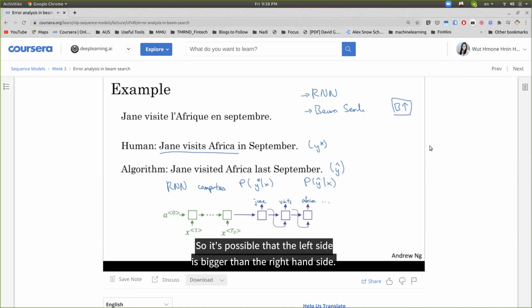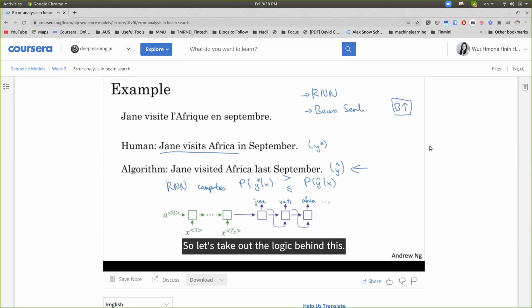So it's possible that the left side is bigger than the right-hand side. It's also possible that P of Y star is less than or equal to P of Y hat. And depending on which of these two cases holds true, you'd be able to more clearly ascribe this particular error, this particular bad translation, to one of the RNN or the Beam Search algorithm being at greater fault.